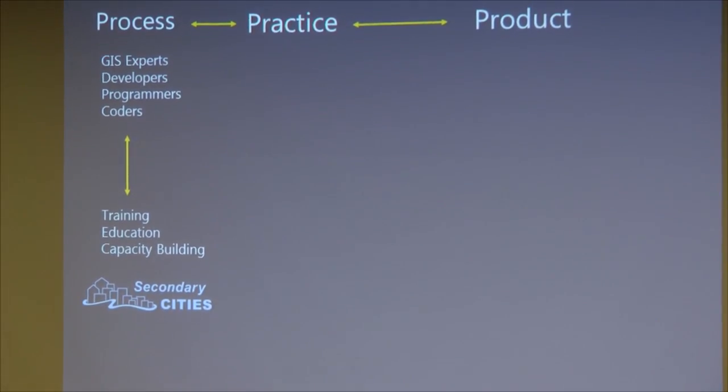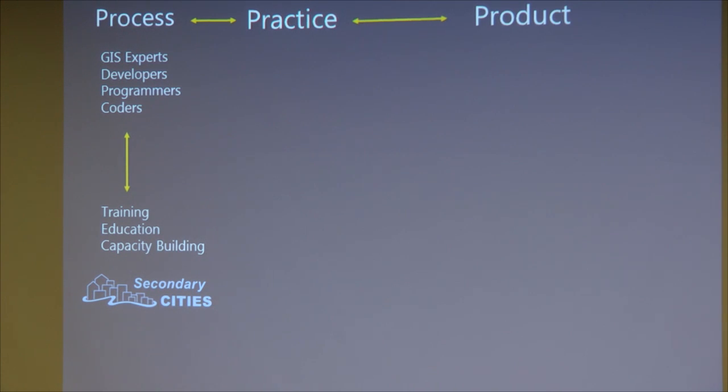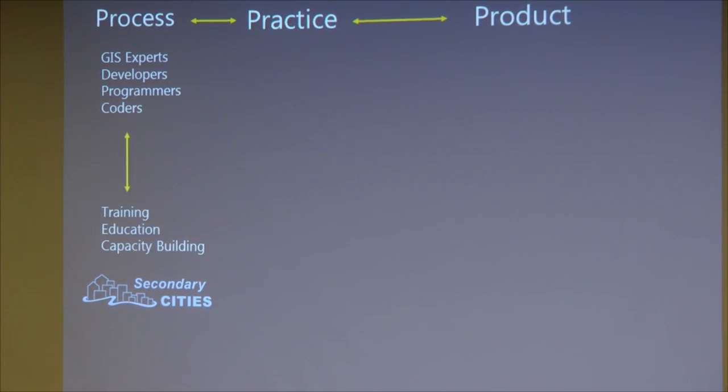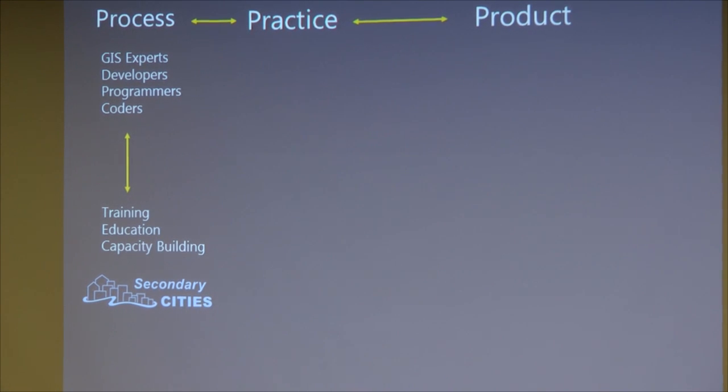So how are we going to do this? I'm back to my slide then, where again, I don't want you to think of this as a linear process, but we do want to look at the different components of this, where we're starting to see we have GIS experts, developers, programmers, coders out there creating all kinds of new, exciting, innovative products. And we facilitate this and share this with other people through a number of different venues, whether it's through training, education, capacity building. And I just put the logo for secondary cities. That's just one example of that kind of training activity that's going on. There's many of them that many of you are all part of here in this audience.